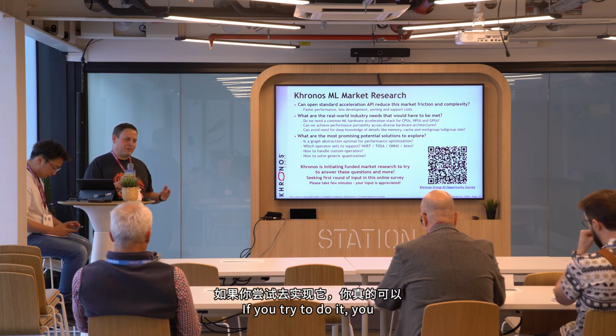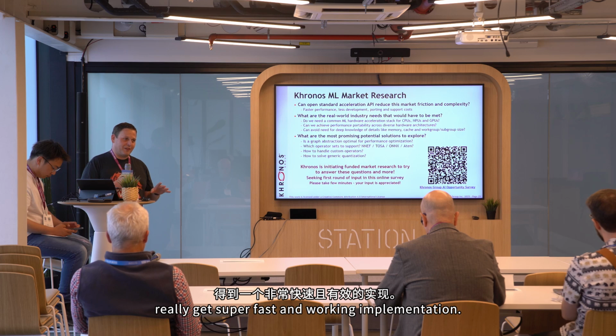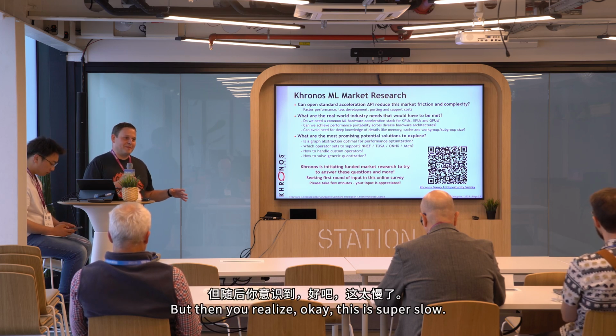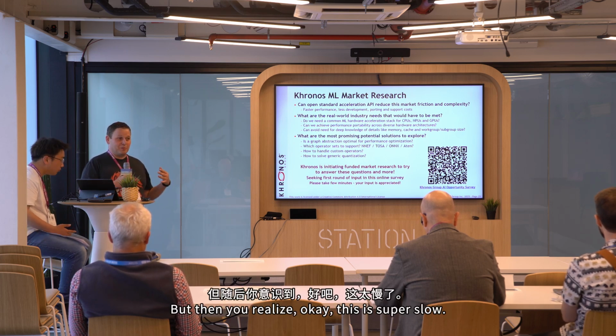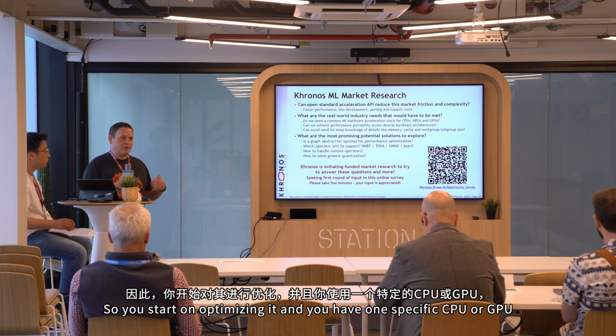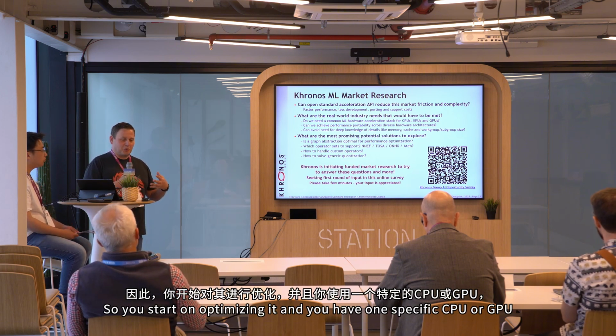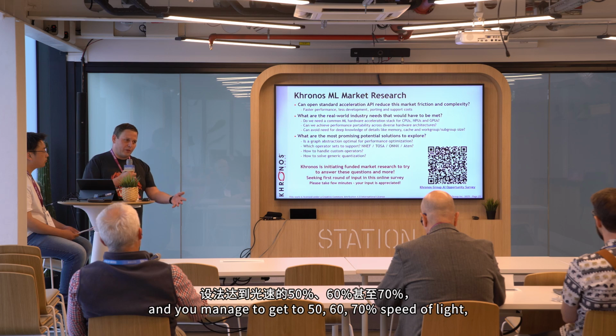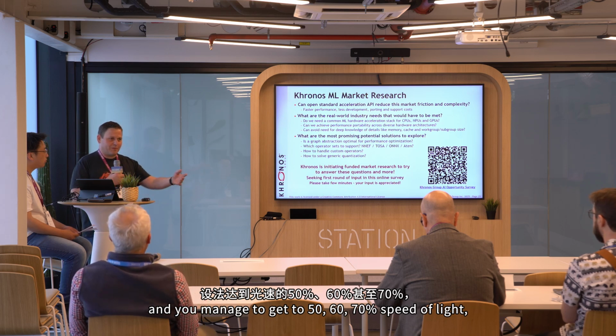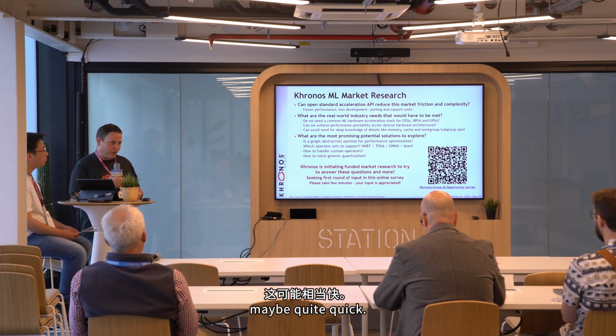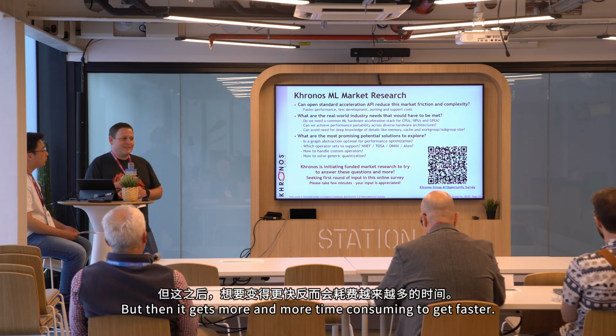If you try to do it, you really get a super fast, working implementation. But then you realize, okay, this is super slow. So you start optimizing it, and you have one specific CPU or GPU, and you manage to get to 50, 60, 70% speed of light, maybe quite quick. But then it gets more and more time consuming to get faster.